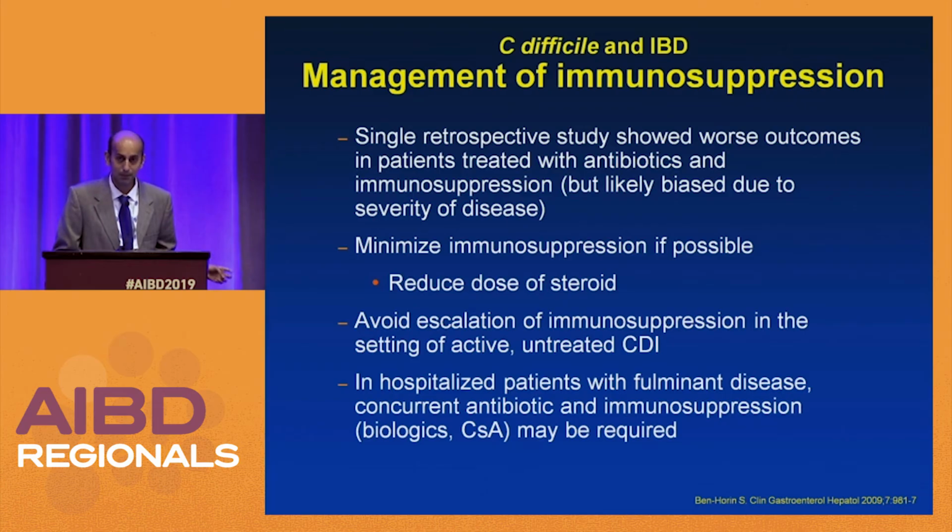However, in hospitalized patients with fulminant disease, concurrent antibiotic use and immunosuppression, including biologics or cyclosporin, may be required in a steroid refractory setting. So I would also take away from this that just because someone has C. diff infection and you're treating him for it, it doesn't mean you're going to have to hold their systemic immunosuppression for their IBD for days or weeks. I would not escalate it as the sole treatment when I have not treated the C. diff infection, but when I am treating the C. diff infection, I feel comfortable escalating their immunosuppression if they need it.